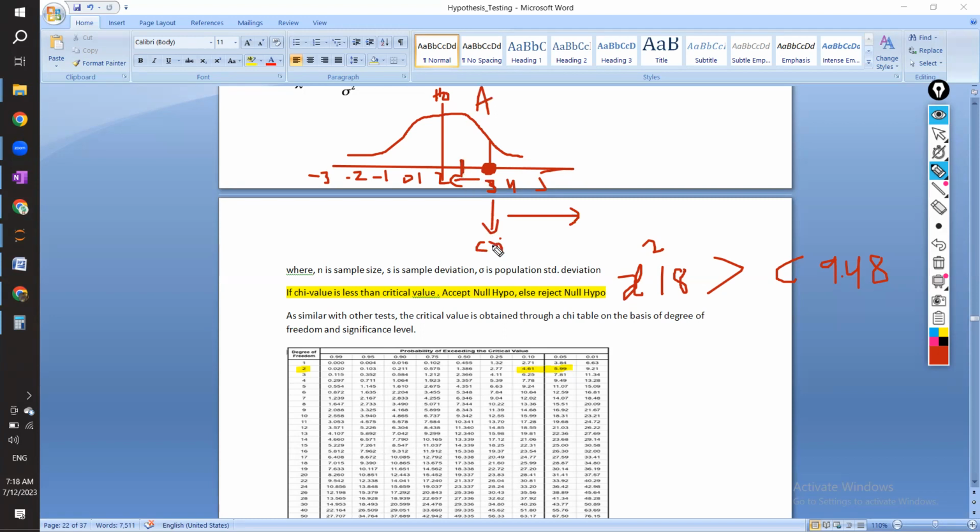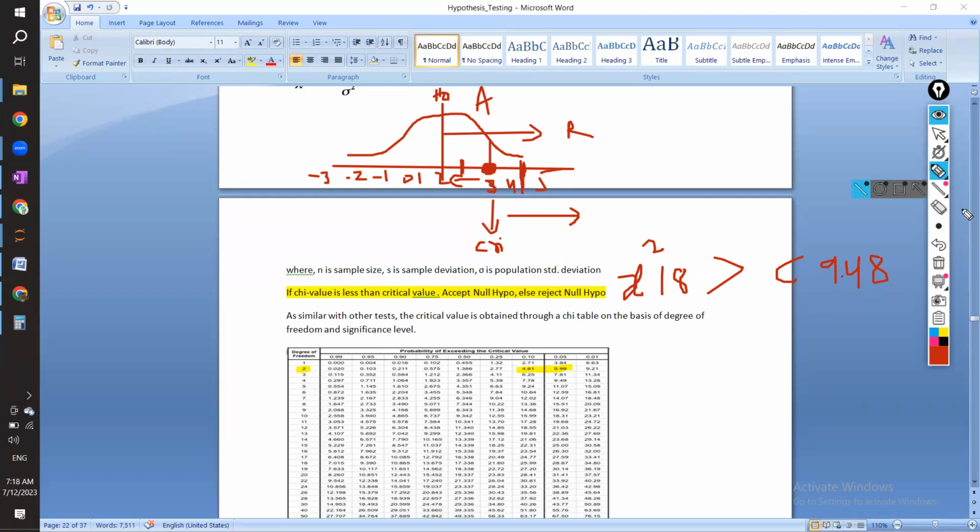But if I say our chi-square is greater than the critical value, it will fall over here, on the right side. That means it is moving away, so in that case we need to reject. Is it clear, Meghana? Yes, sir.